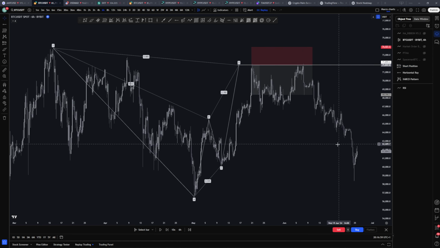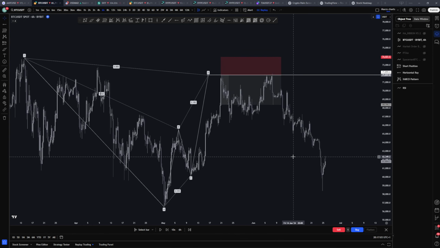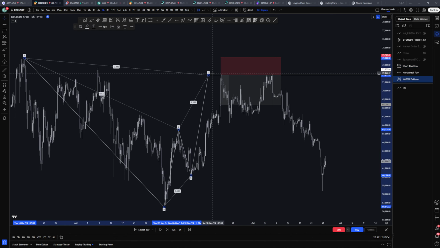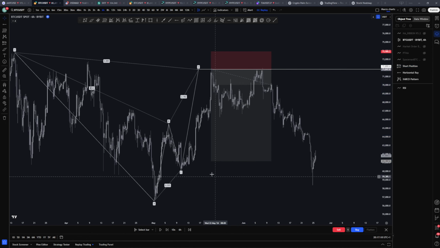Keep in mind, you don't have to only use harmonics for every single trade, right? If you are someone that is really good with support and resistance, just place your stop loss above resistance. That is entirely fine. Technically, we enter at D, we put a stop loss above X, and we take TPs at the fibs.